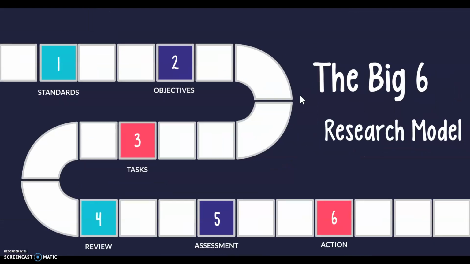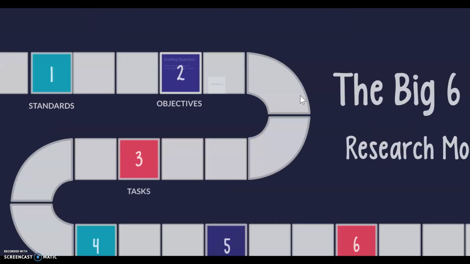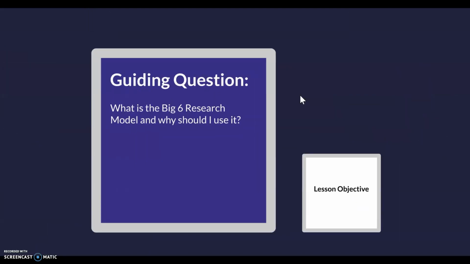So next up, let's talk about our lesson objectives for today. First of all, our guiding question is, what is the Big Six research model and why should I use it? There are lots of different ways to do research, but your teacher and I in the district think that this is one way that will really set you up for success for this project and for in the future.